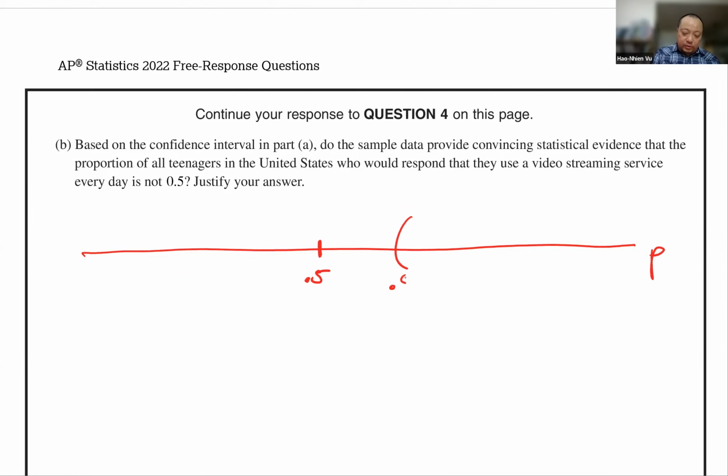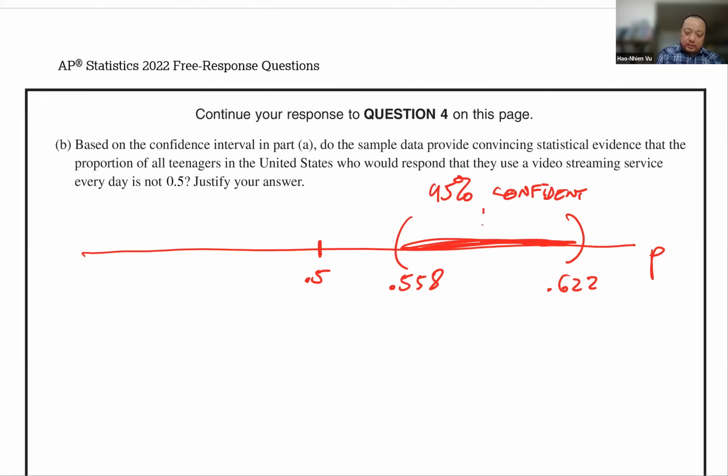The confidence interval goes from 0.558 to 0.622. So we're 95% confident that P is in there somewhere. Well, if it's in there, then it cannot be where 0.5 is, right? Because 0.5 is out here. So yeah, just say that. Do the sample data provide convincing evidence? Okay, so the answer is yes.